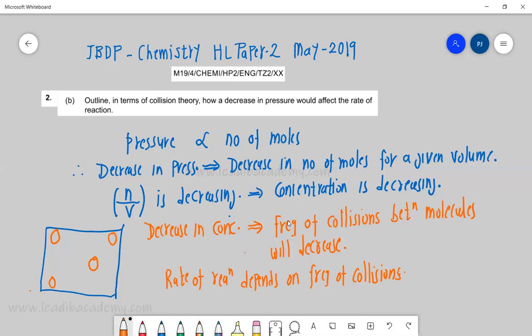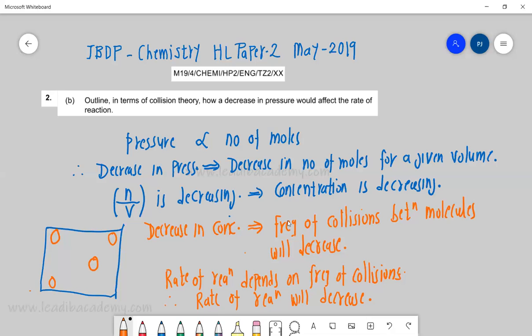So therefore, the rate of reaction will decrease, simple. So how we started, we first looked at pressure, which depends on the number of moles or number of particles. So when we are given a decrease in pressure, it means a decrease in the number of moles for a given volume.